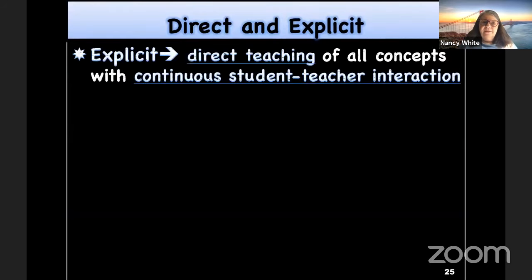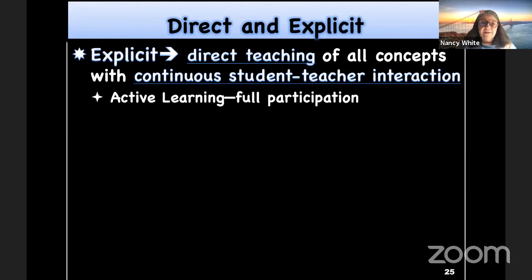Direct and explicit means direct teaching of all concepts with continuous student-teacher interaction. It's not just telling, but explaining something, modeling something, and then having the student show you what he or she knows based upon what you've just presented. Active learning means that in a group, every student is taking every turn, either as the student teacher or as an active learner. So if you have 10 students or 12 or 15, every kid is taking every turn, and you also know if somebody is not with you because you can see that they're not doing what they need to do.